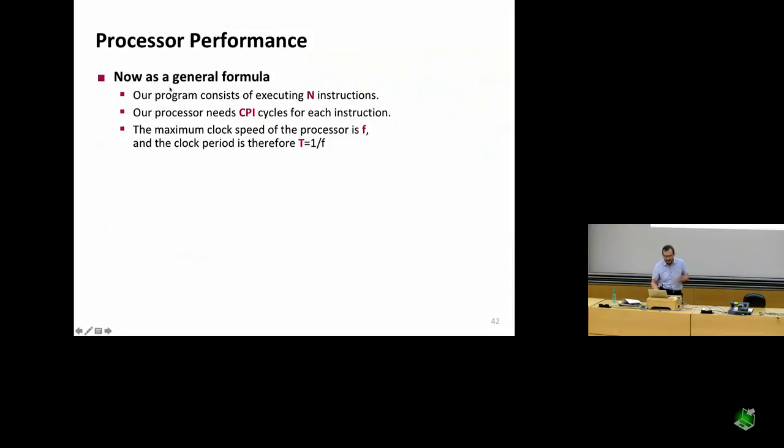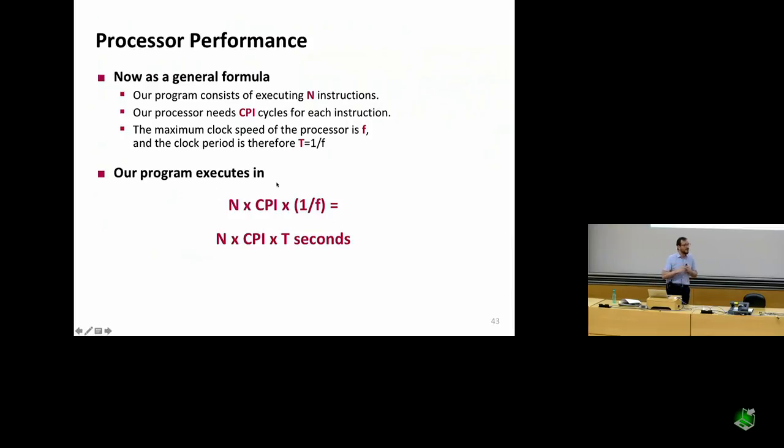So basically, if you have a program that consists of N instructions, and the processor needs CPI cycles per instruction on average, and the maximum clock speed of the processor is f, the clock period is T equals 1 divided by f. This is the performance equation that I just told you earlier. N times cycles per instruction times 1 divided by f, or N times cycles per instruction times T seconds. T is the clock period.